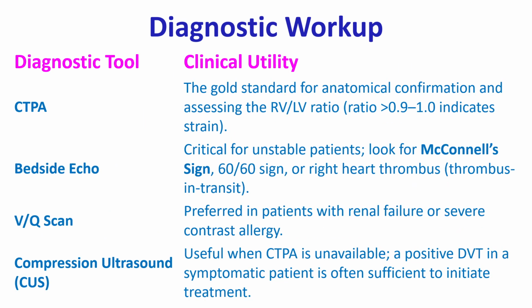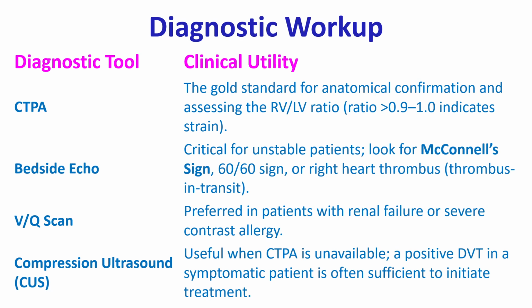CT pulmonary angiogram is the gold standard for anatomical confirmation and assessing the RV-LV ratio. A ratio more than 0.9 to 1.0 indicates strain. Bedside echo is critical for unstable patients. Look for McConnell sign, 60/60 sign, or right heart thrombus, thrombus in transit.